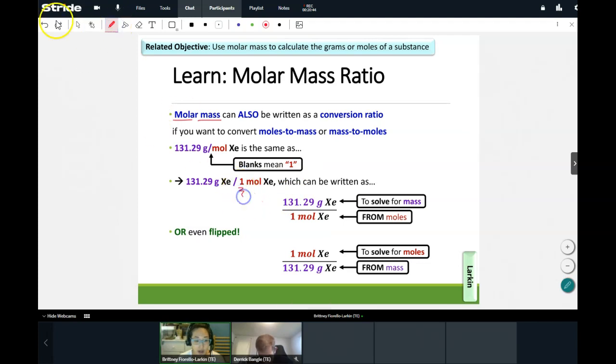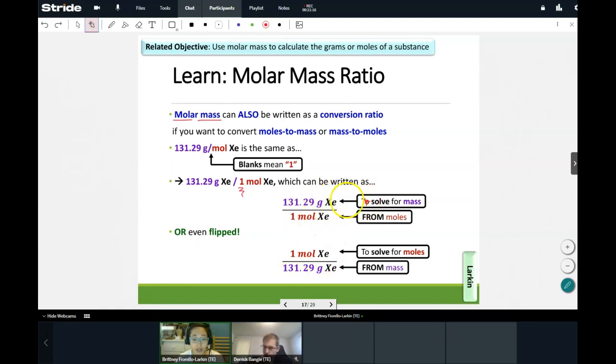So now you can see here, I've got 131.29 grams of xenon divided by 1 mole of xenon. And again, this is just a fraction, so I can put 131.29 grams of xenon over 1 mole of xenon. Smiley faces, emojis in the chat if that's beginning to make sense. Again, these slashes are actually just division, which can be rewritten as fractions. And we can use those as ratios because these are always true. These are standardized.